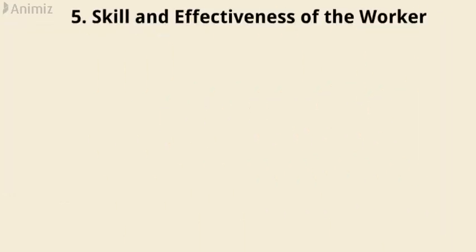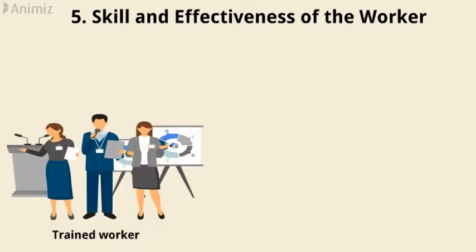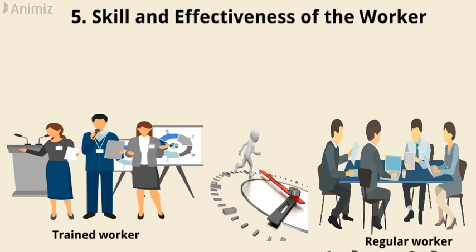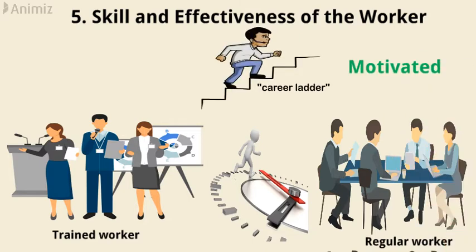5. Skill and effectiveness of the worker. A trained worker can do the same job in a much shorter time than a regular worker. However, even well-trained employees must be motivated to be productive.